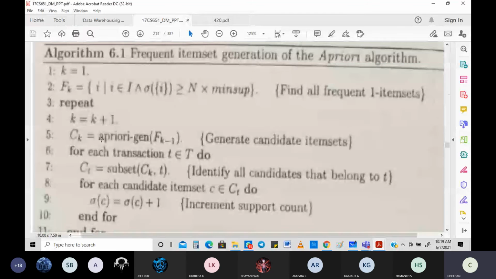See, generate candidate item set CK. What is CK? K equal to 1 means C1, 1 item sets. K equal to 2 is C2, which is nothing but taking 2 item sets together, like that. So these are the things that you are going to do for each transaction. You can see very clearly, for each transaction T that belongs to capital T, what is the next thing we do? We do what is known as a subset, identifying all the candidates that belong to this. That's what we are going to do in the next part.